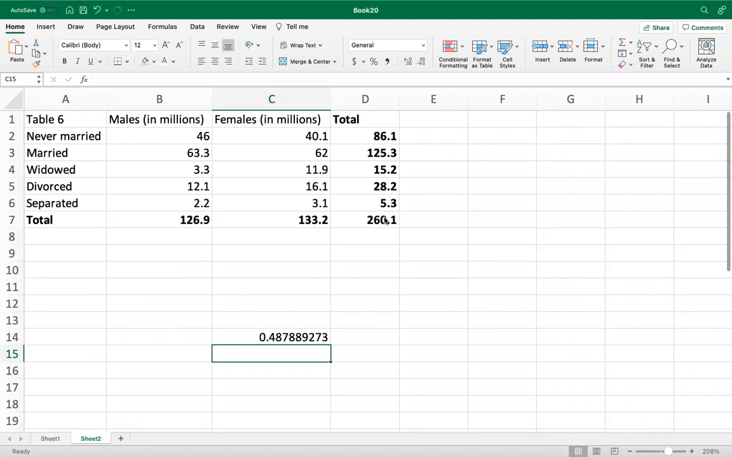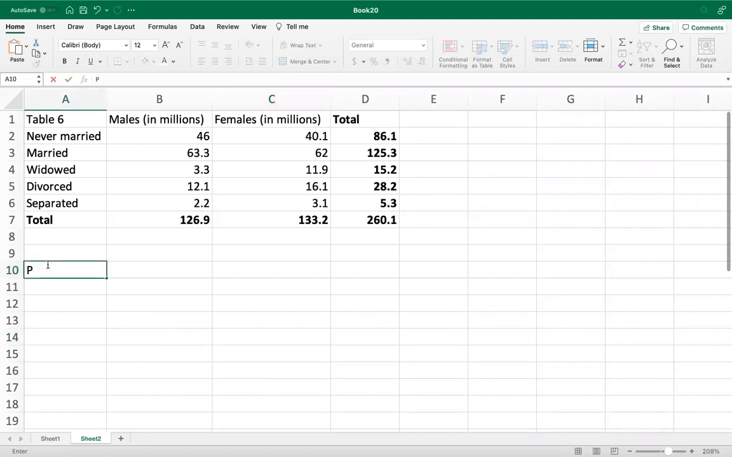And we could actually look at that. So we would say probability of male is equal to male divided by the total. Yep, there we go. So there's that.